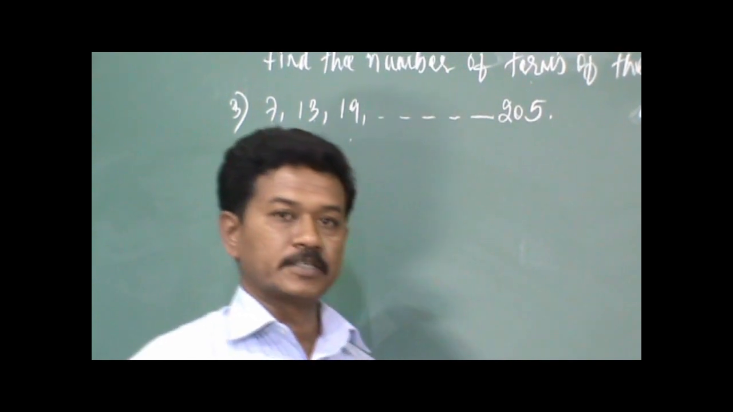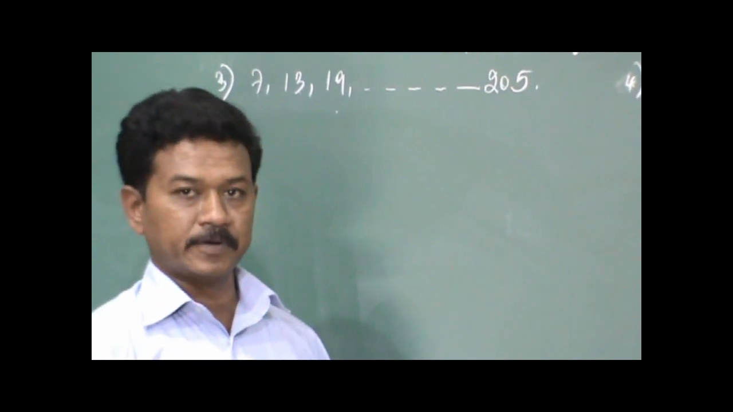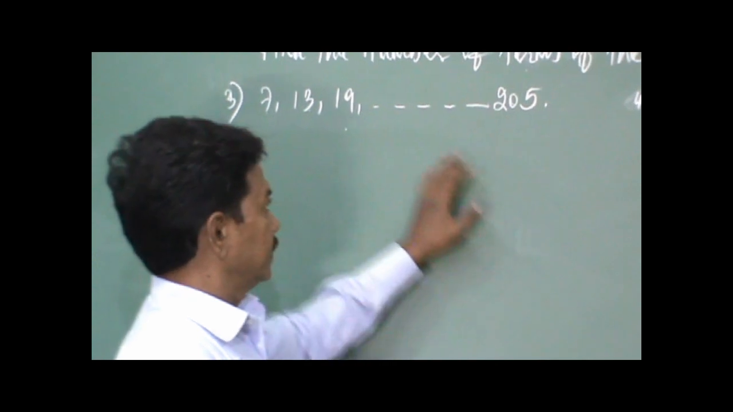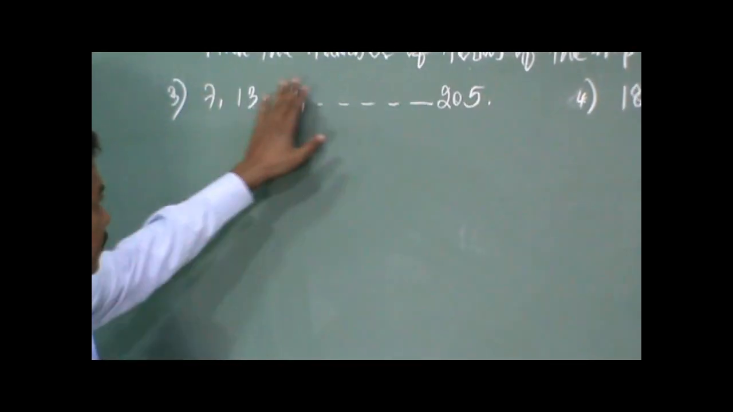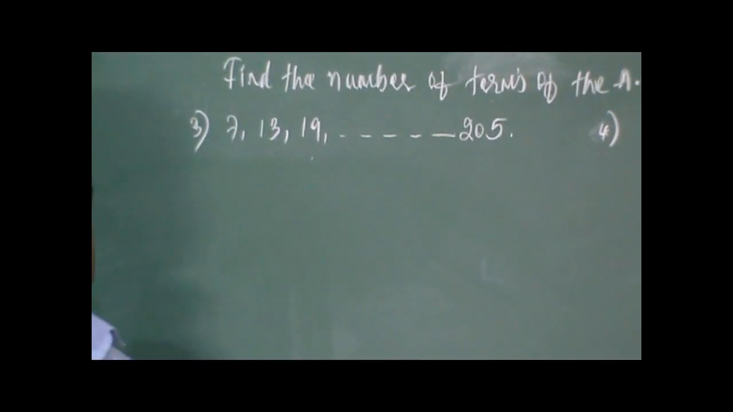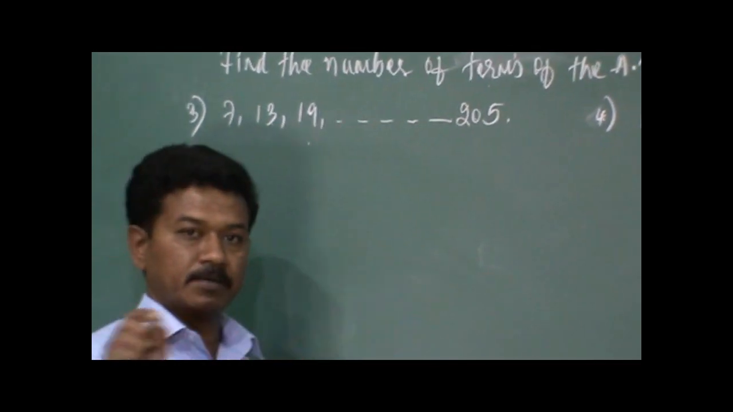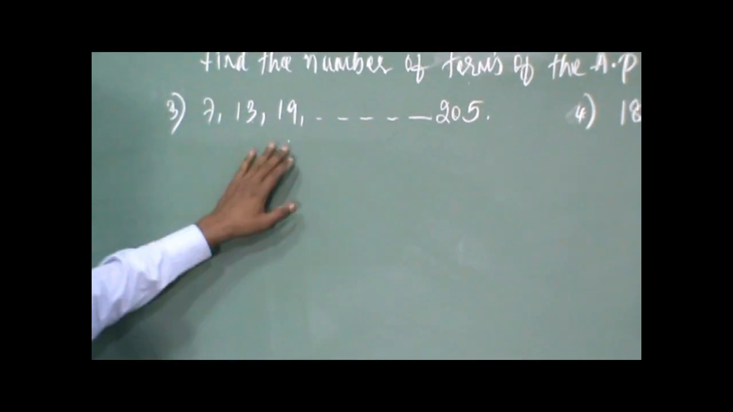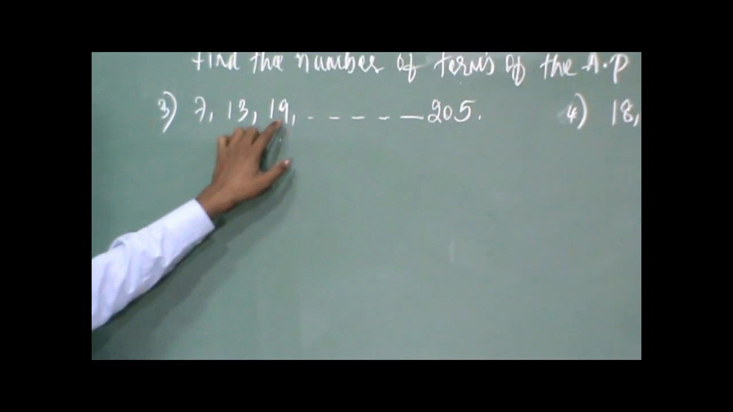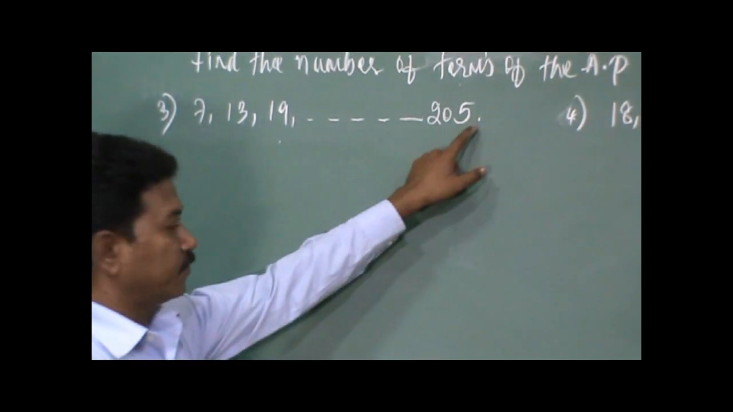Okay. So next we will go with the same similar type of problem. A little bit of data will be changed. Find the number of terms of the AP. Number of terms of the AP is nothing but we have to find out the value of N. So here the AP is given: 7, 13, 19, dot dot dot, 205.